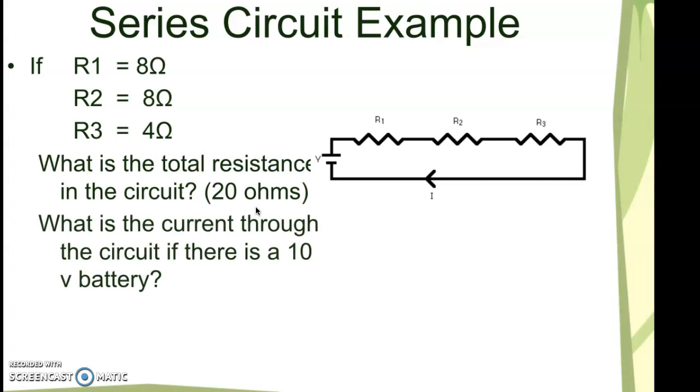It says, what is the current through the circuit if there is a 10 volt battery? Now, to solve this, we are going to have to go back to Ohm's law. I is going to be equal to voltage divided by resistance. And in this problem, I give you 10 volts, and you're going to divide by the total resistance in the circuit, landing you at 0.5 amps.